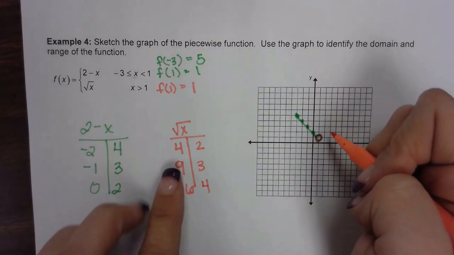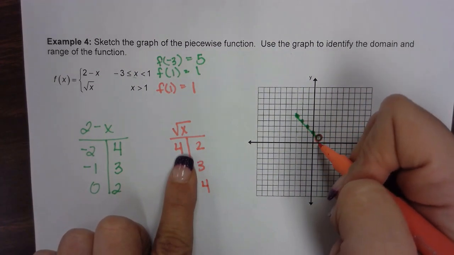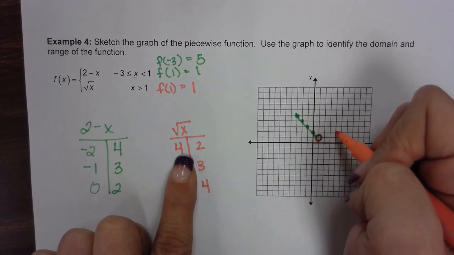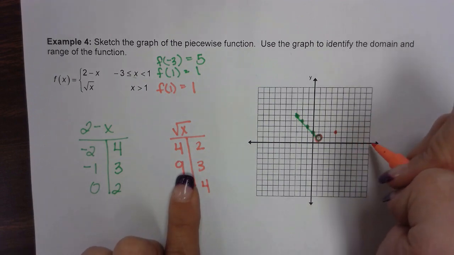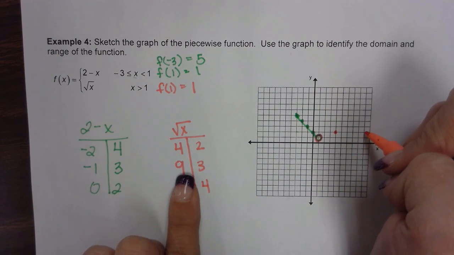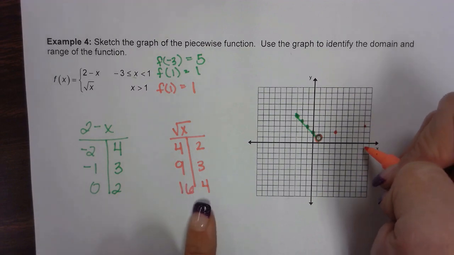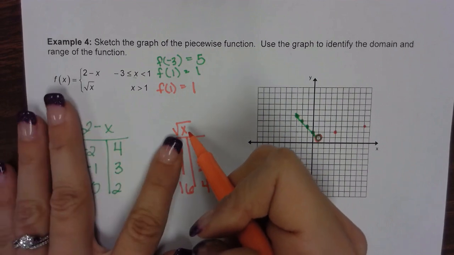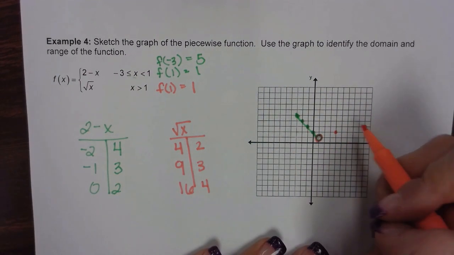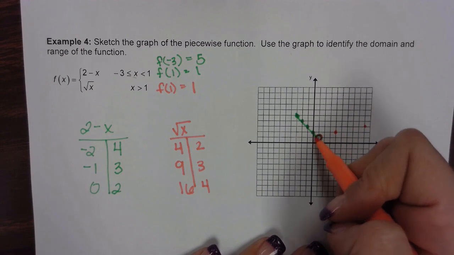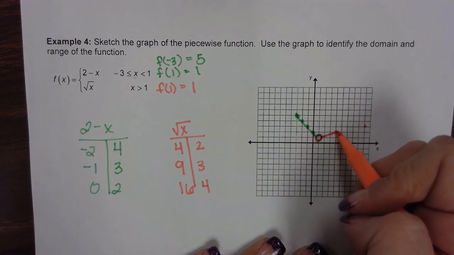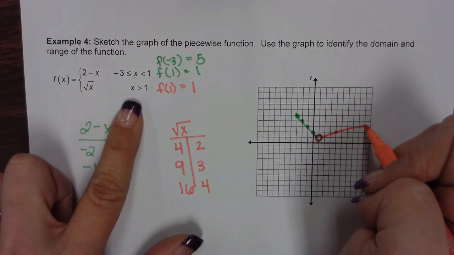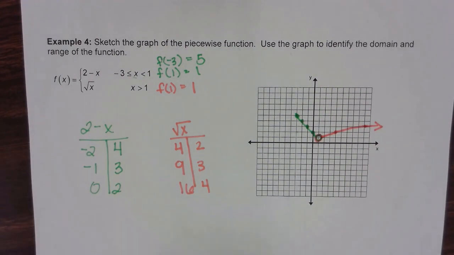Alright, so at 4, 1, 2, 3, 4, we're at 2. At 9, we're at 3. 16 would be off the graph, so I'm not going to graph that. Now, it's a square root, so it's that kind of rainbow. Okay, just don't forget, do not close that point. And it keeps going on forever. There's no other endpoint, so we need an arrow.